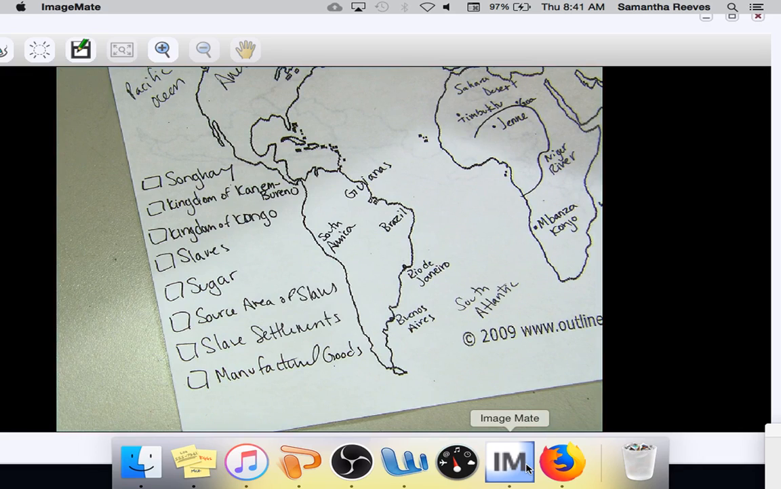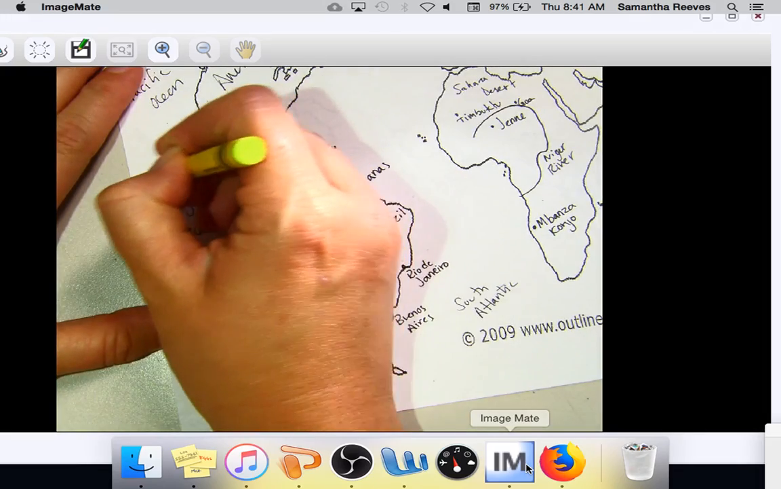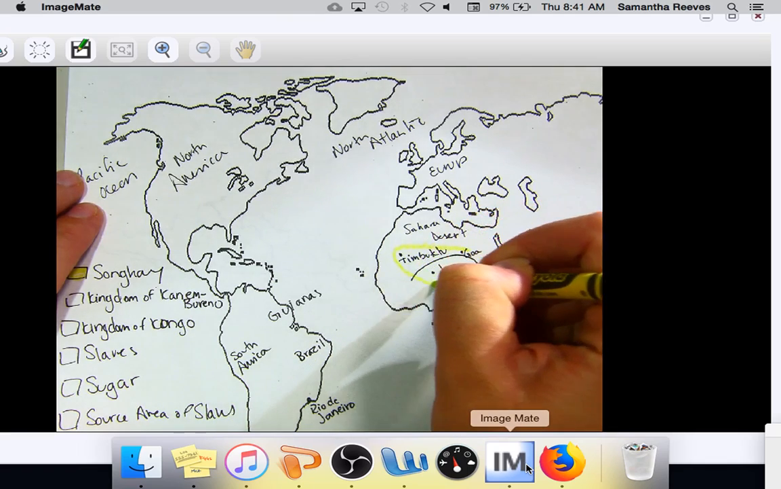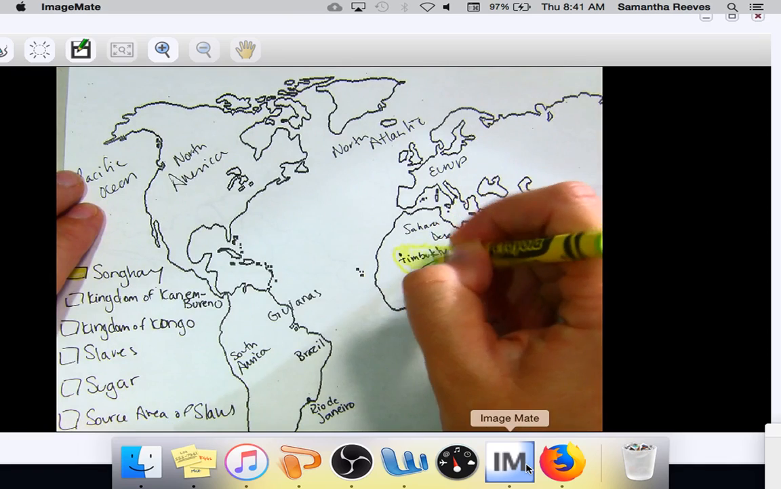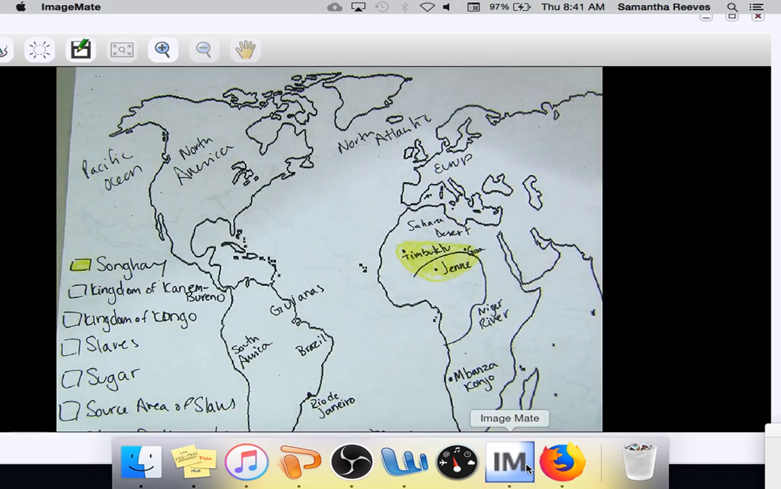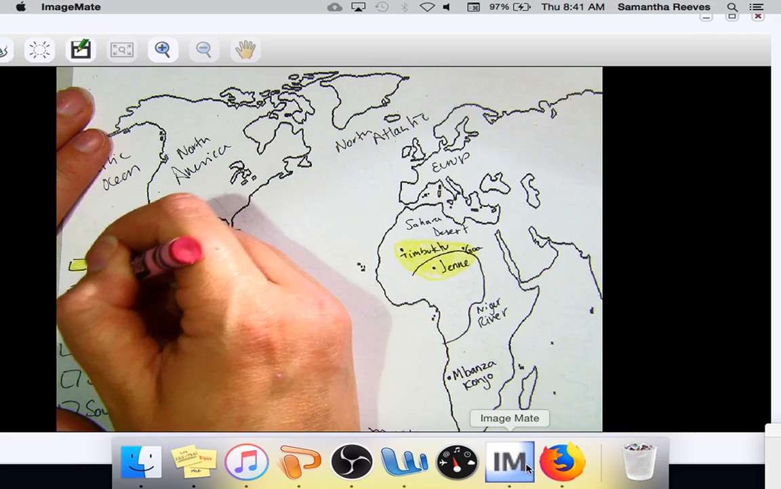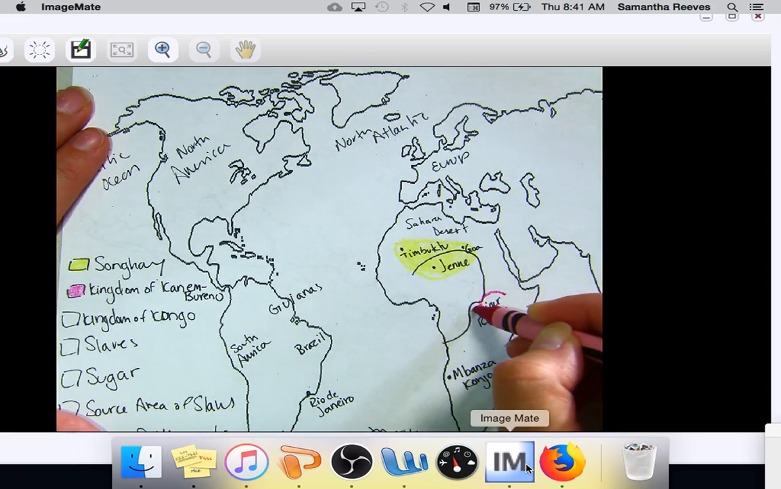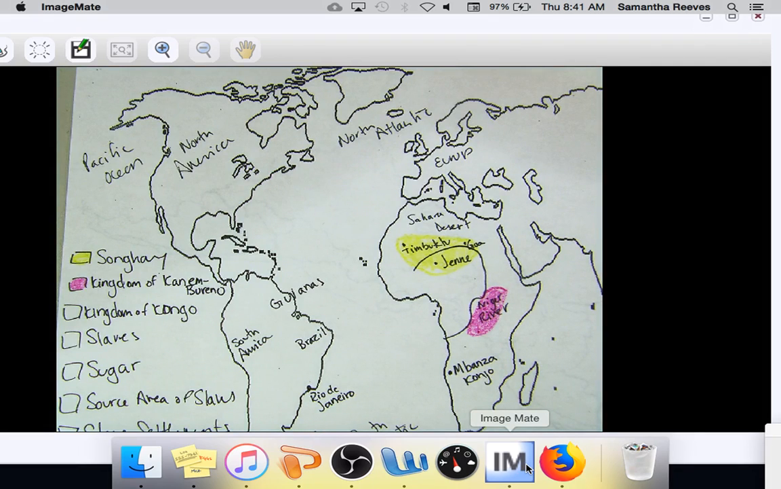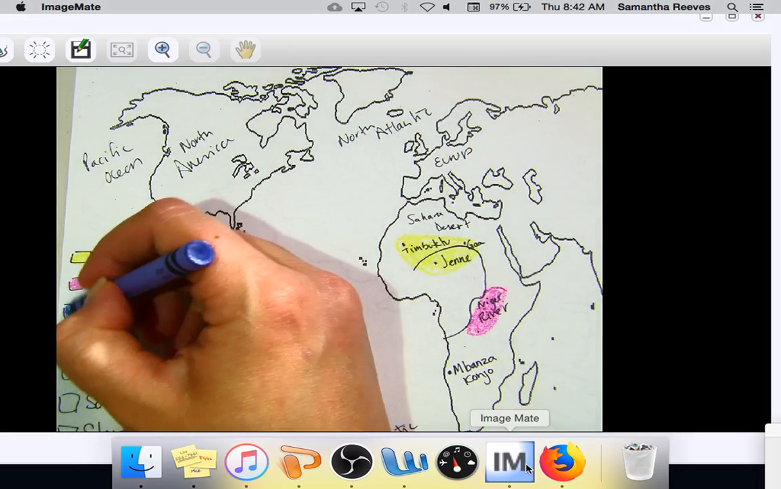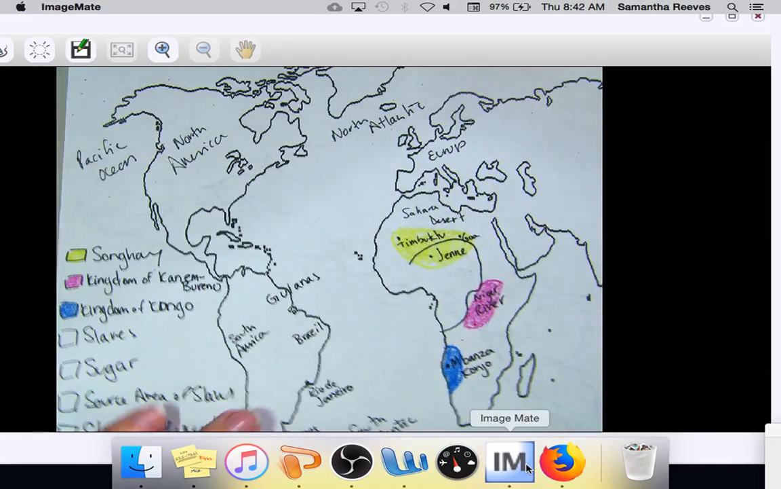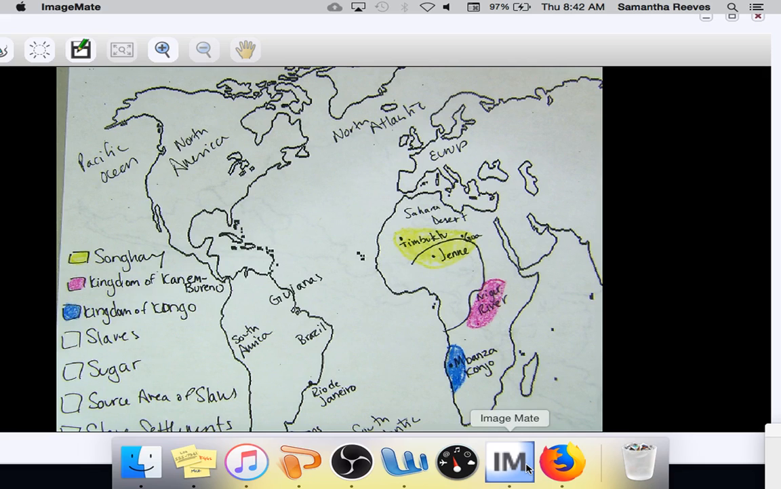Let's do Songhai first. Songhai for me is going to be this light green. So Songhai is going to be one of the largest regional kingdoms in Africa. They are going to control most of the African trade going through. And they are located right there. Kingdom of Kanem. They are going to be this red color. They are located over here on the Niger River. Kingdom of Congo, which is going to be down here. For me, it's going to be this blue color.